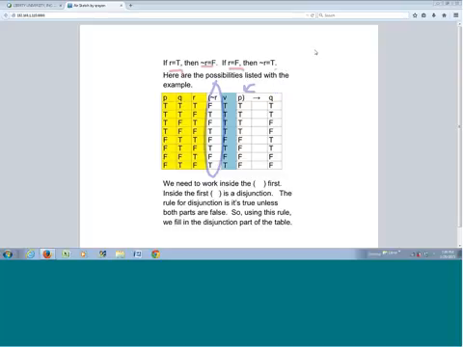Just like we've dealt with in the past, we have to do what's inside the parentheses first. So I'm going to be handling this first, and it is a disjunction. So again, I refer to the rule for disjunction, which means it's true unless both parts are false. And I'm going to use this rule to fill in that column. So that's where I get this true, true, true, true, false, false, false, true, false, true.